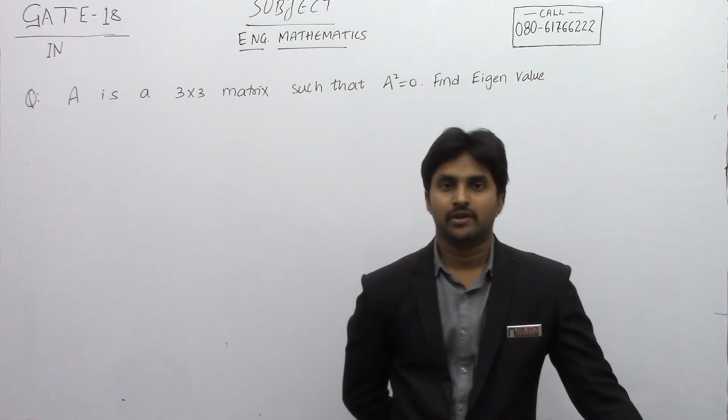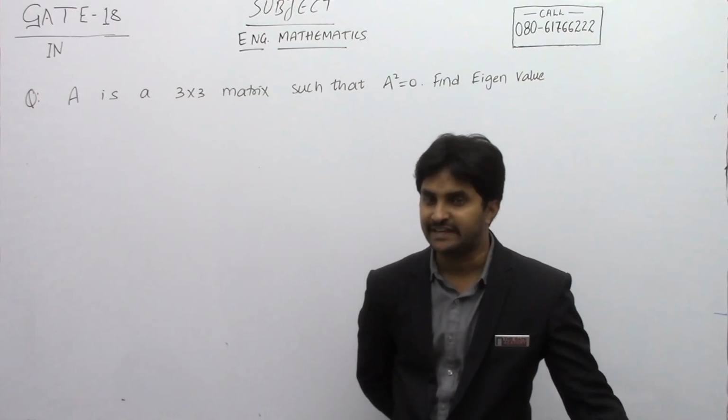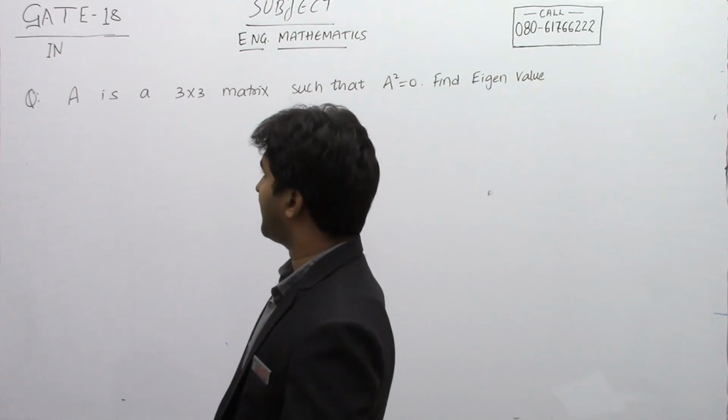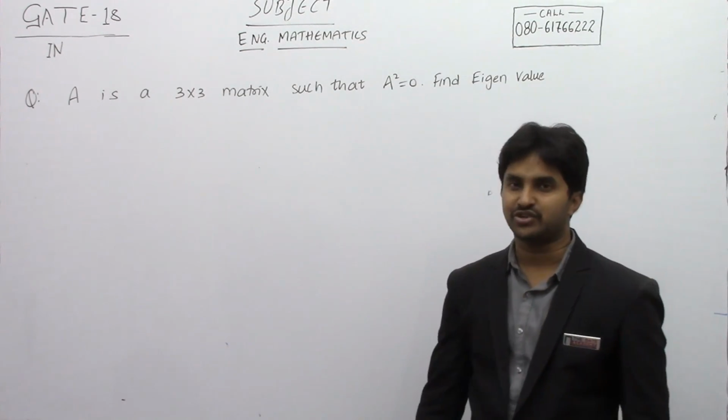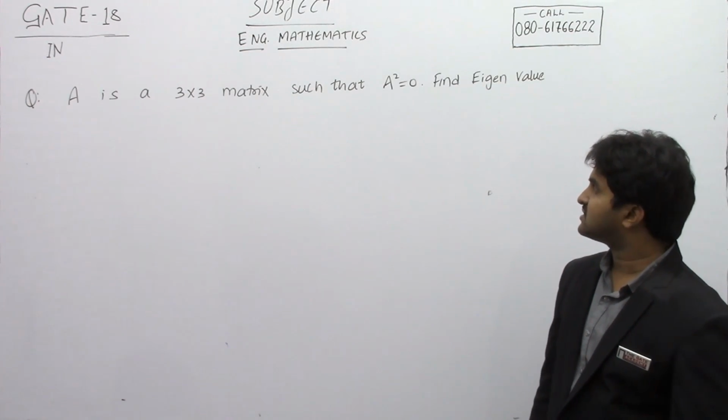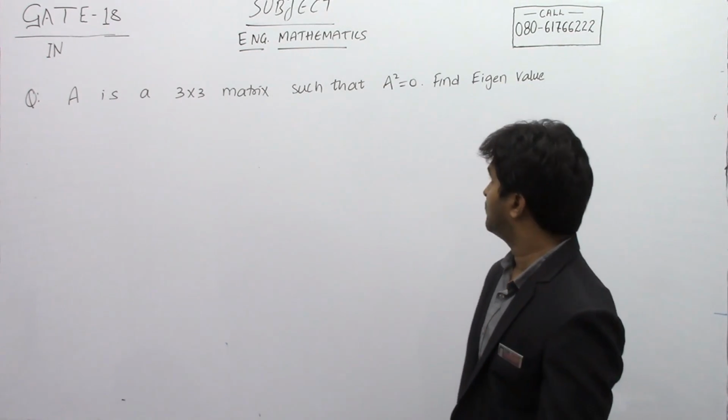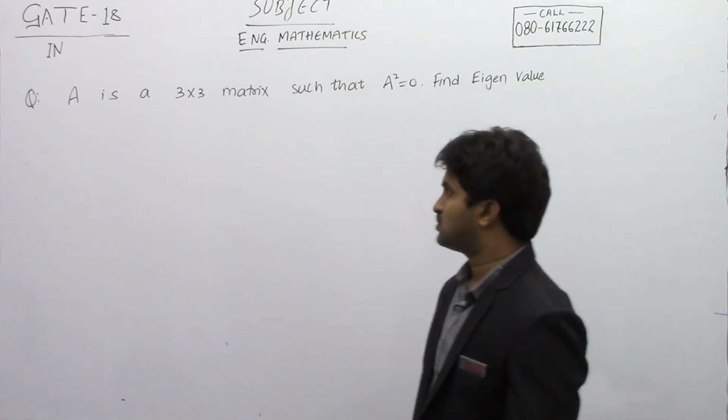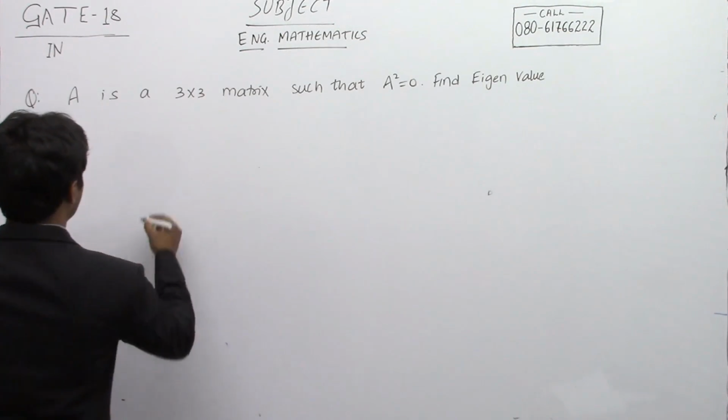Hello students, this question is from Instrumentation GATE 2018. It's a very interesting question that has been asked here. First of all, let us read the question. A is a 3 by 3 matrix such that A square is equal to 0. Find the eigenvalue.